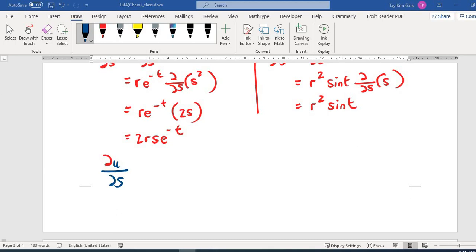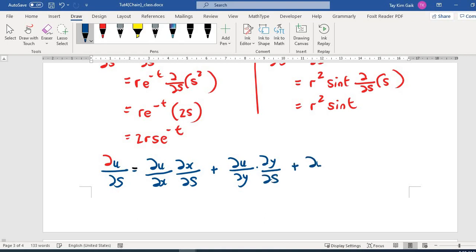Using the chain rule, from U you can find del U, del X, and from X you can find del X, del S, so the answer is del U, del S. From U you can find del U, del Y, so this del Y, del S, and the Y cancels, so del U, del S. From U you can find del U, del Z, so this will be del Z, del S.